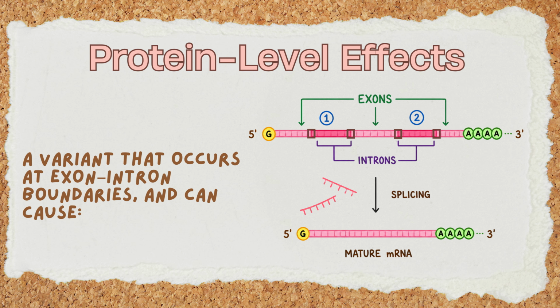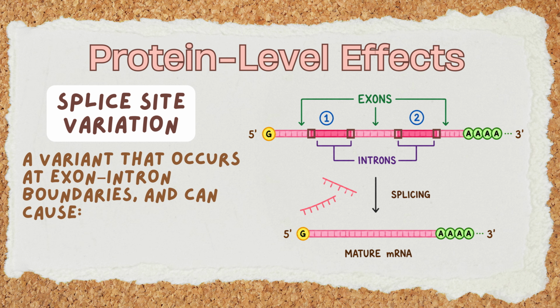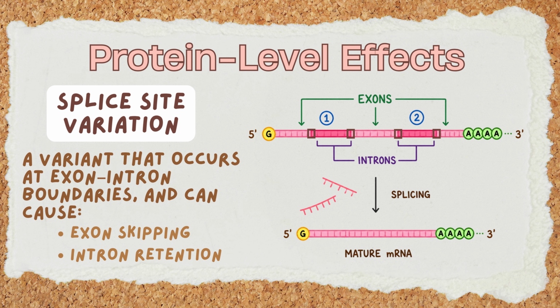Also, when a variant occurs at exon-intron boundaries, that is called a splice site variant. It can cause exon skipping or intron retention, which can significantly alter the protein.